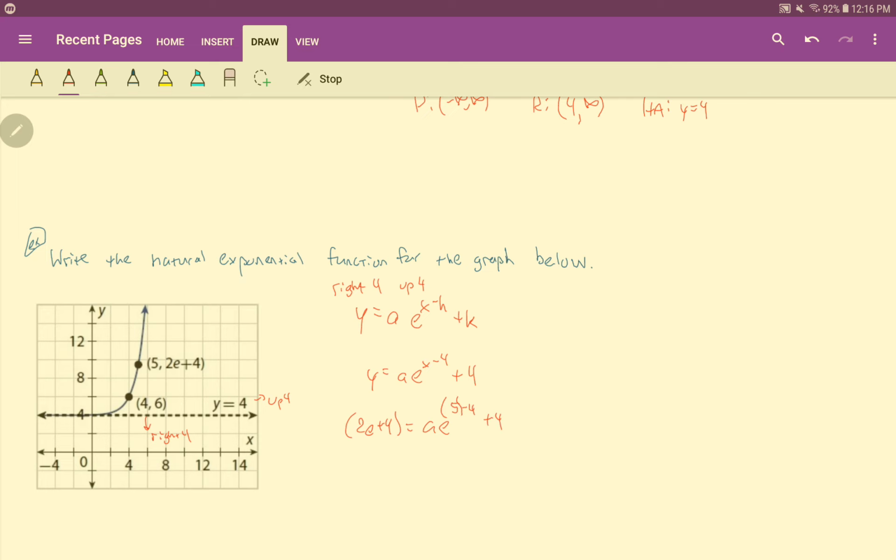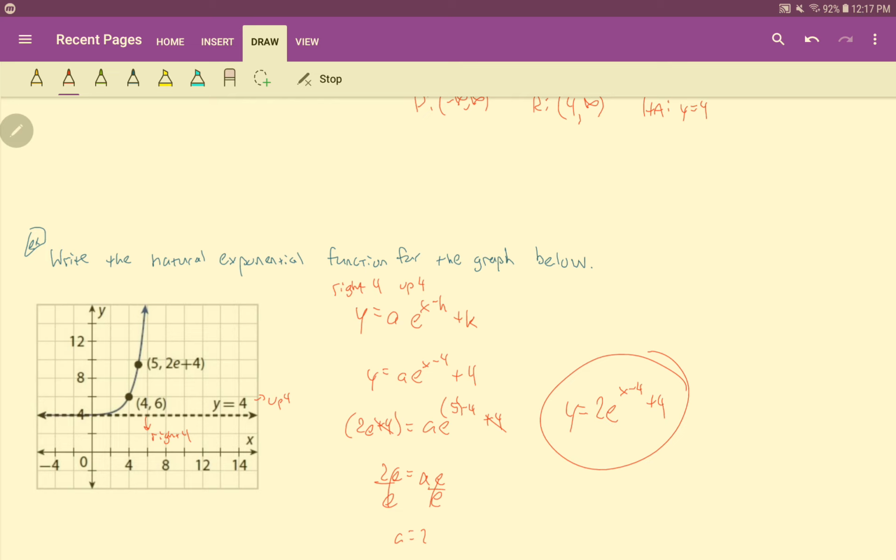And now we solve. So we'll subtract 4 on both sides. Those 4s will cancel. So we'll have 2e equals a times e to the 5 minus 4. Now 5 minus 4 is 1, so it's e to the 1, which is the same thing as just e. So 2 times e equals a times e. Divide both sides by e. So the e's cancel, and we have a is, hey, 2. So y equals 2 times e to the x minus 4 plus 4. And that's our equation for our exponential function there.